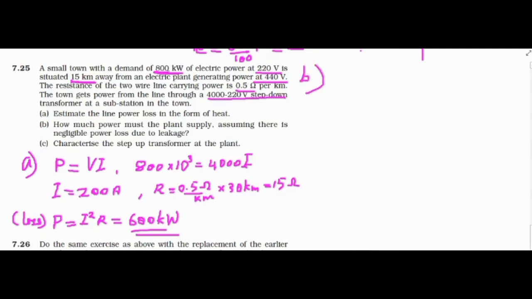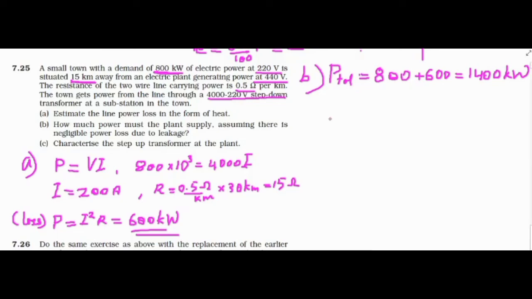So, here, the town needs 800 kilowatts. During the transmission, 600 kilowatt will be lost. Therefore, the total power generated, if the town needs to get 800 kilowatt, is 800 kilowatt plus 600 kilowatt in the form of heat. So minimum 1400 kilowatt power should be generated in the power station. Then only the town will get 800 kilowatt.